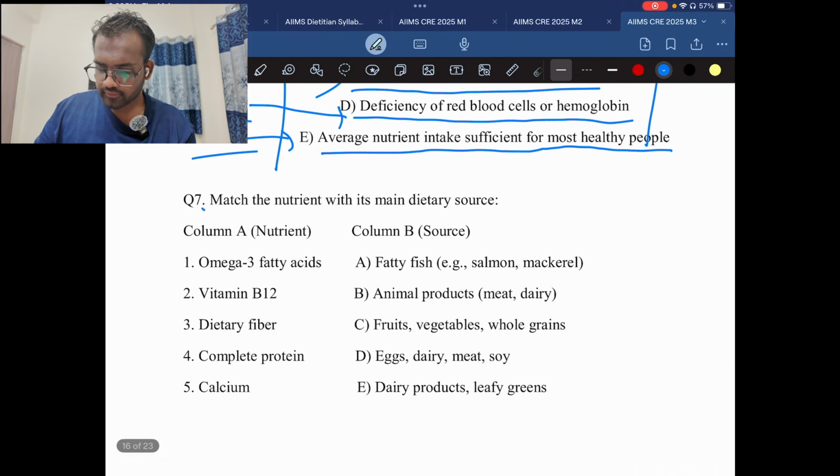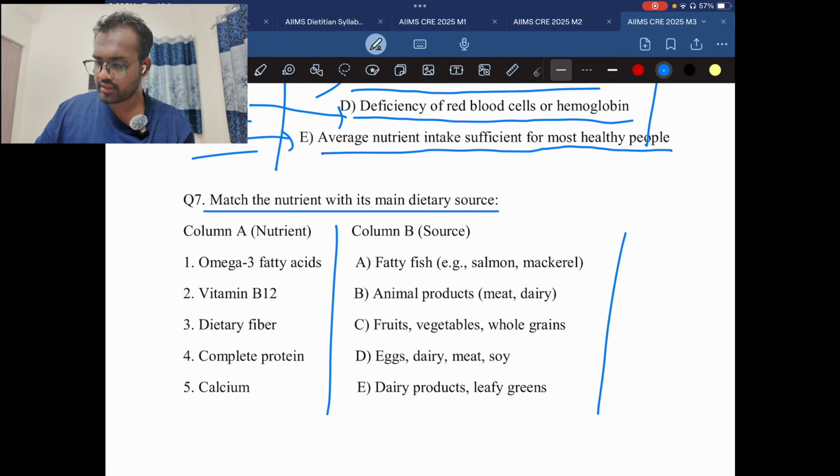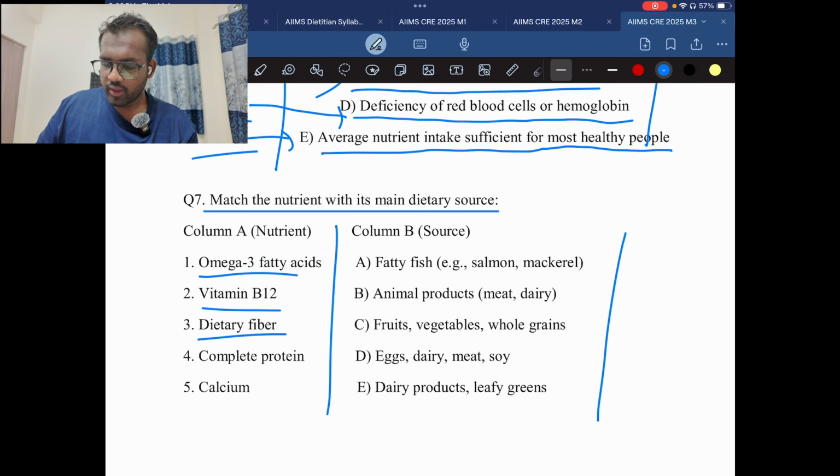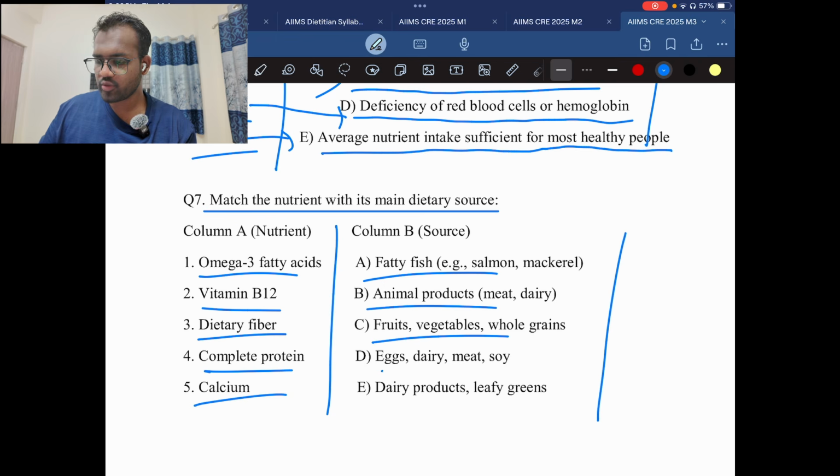Question number 7. Match the nutrient with its main dietary source. They have given the nutrients and there is a dietary source for each. We have to match it. Omega-3 fatty acids, vitamin B12, dietary fiber, complete protein, calcium; fatty fish, salmon, mackerel, animal products, fruits, vegetables, whole grains, egg, dairy, meat, soya, dairy products, leafy greens. So I think it's matching equally. Omega-3 fatty acids are abundant in fish, marine sources. Always remember, compared to vegetarian sources, salmon and mackerel have a very high profile of omega-3 fatty acids.